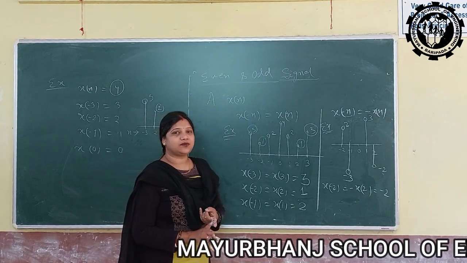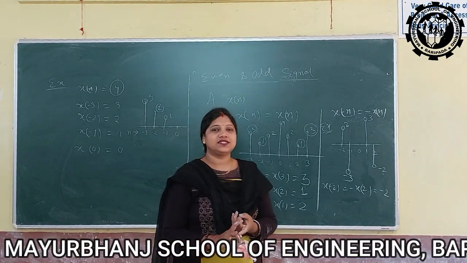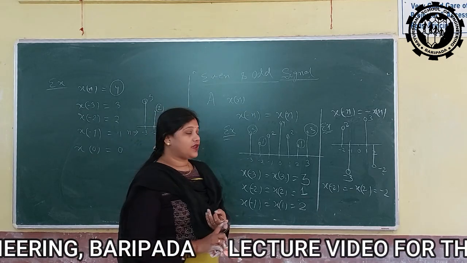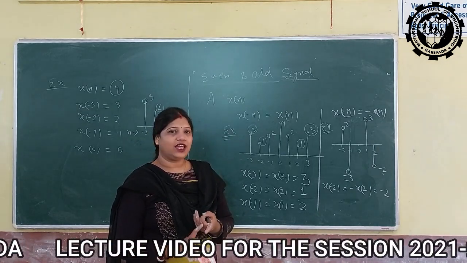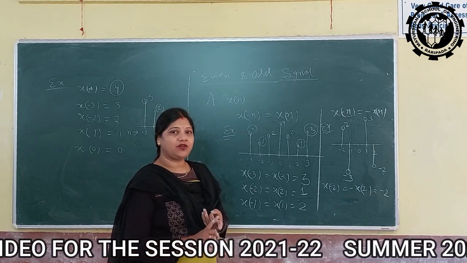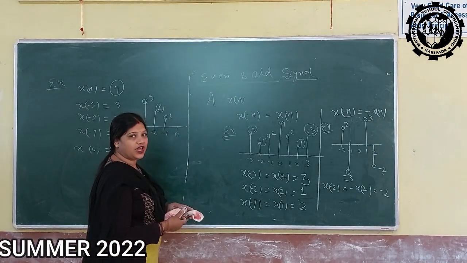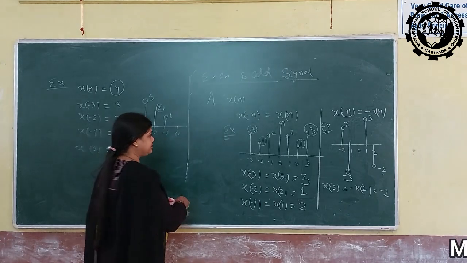First of all, we discussed causal and non-causal signals. Secondly, we discussed periodic and aperiodic signals, and now we have discussed even and odd signals. And the last one is energy and power signals.